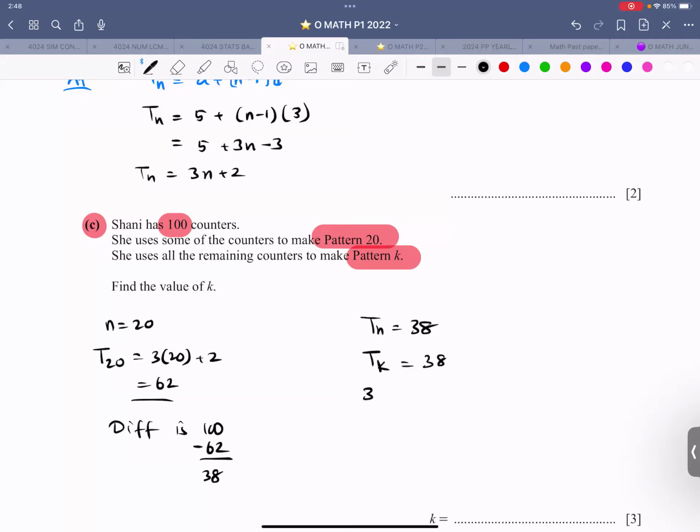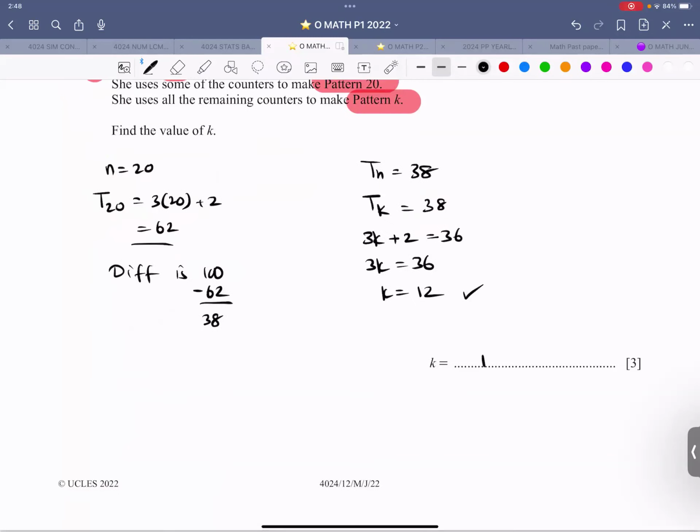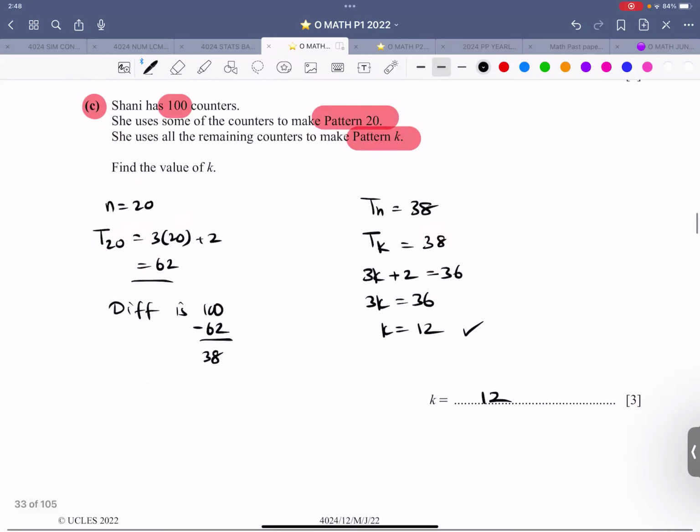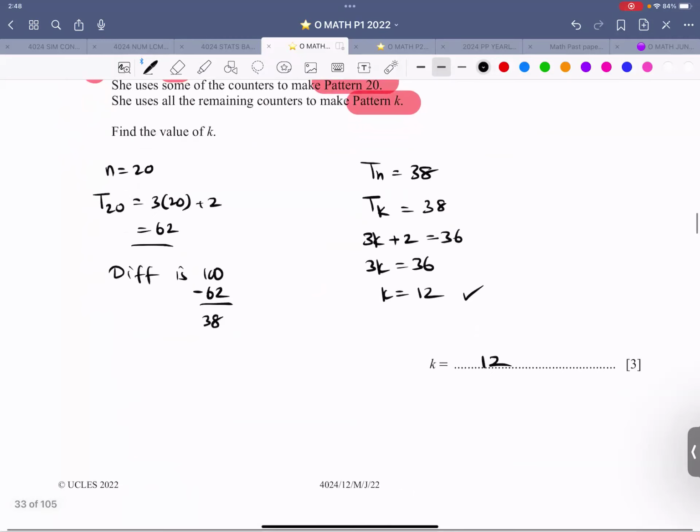So Tk is 3k plus 2 is 38. 3k is equal to 36. k comes out to be 36 over 3, which is 12. That means if another diagram, another pattern is drawn, that would be the 12th pattern of the series.